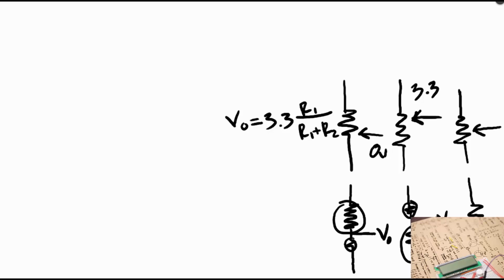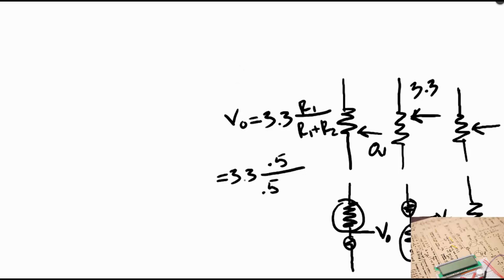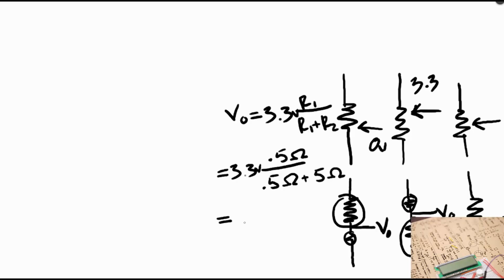So let's say that the R1 is equal to 0.5, like the wiper is near the top. You have 0.5 here, and I'm just going to say 0.5 ohms, just to make this simple. And the bottom we would have, let's say, 5 ohms. So we have half of an ohm resistance on the top here, and then you have 5 ohms resistance on the bottom. And that works out to 0.3 volts.